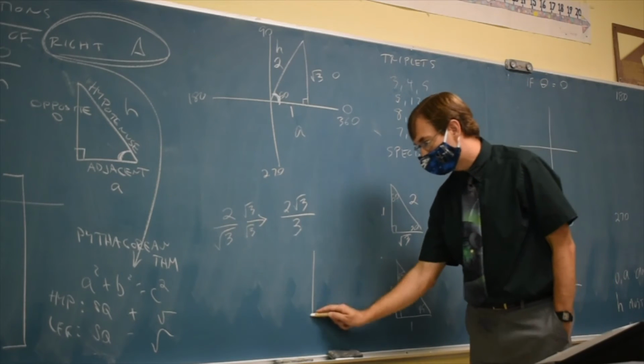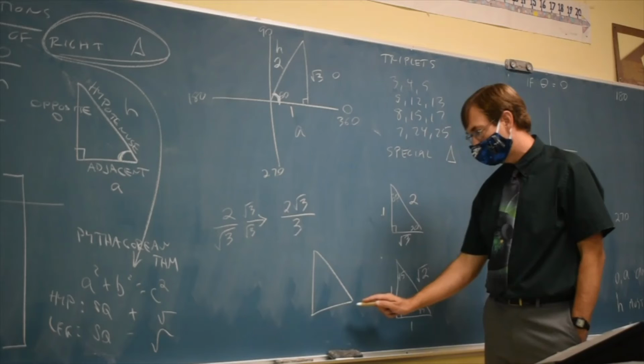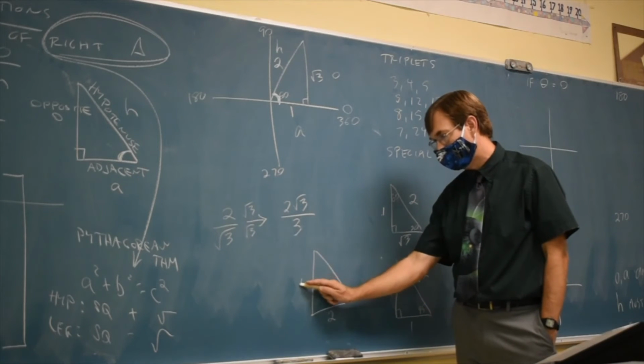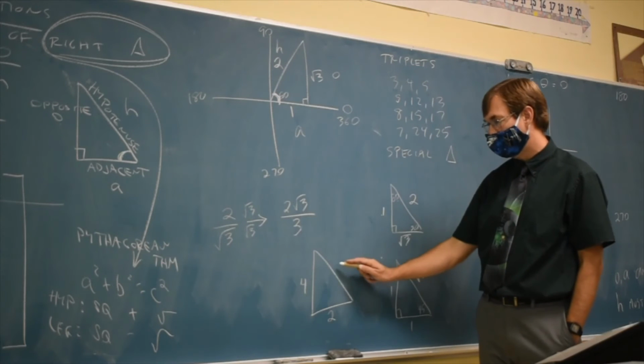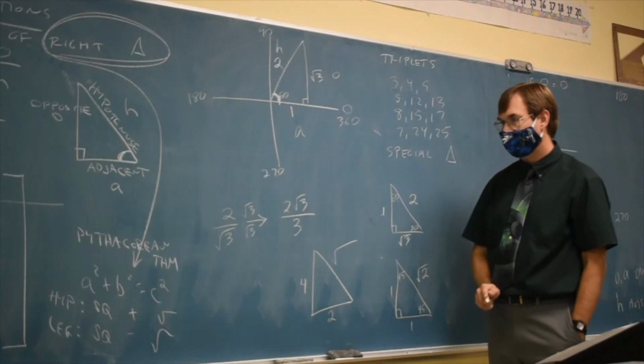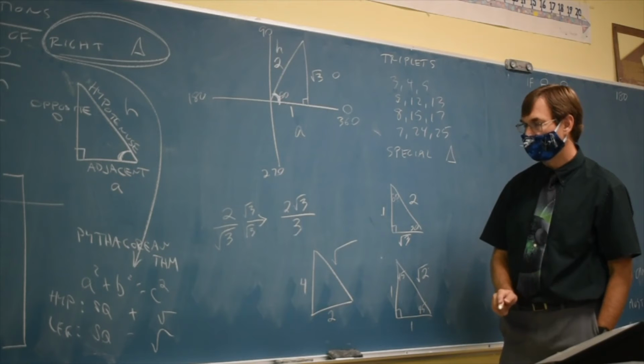There are also going to be some questions in the homework where you might have like a 2 and a 4. Follow the 3-step plan. Which root will that be, dealing with a 2 and a 4 on our legs?